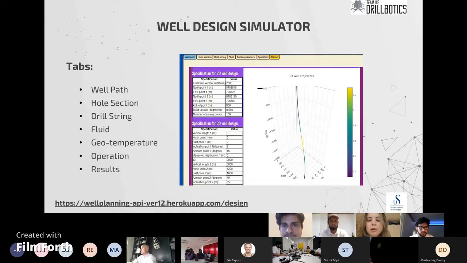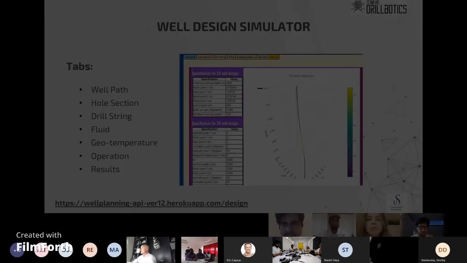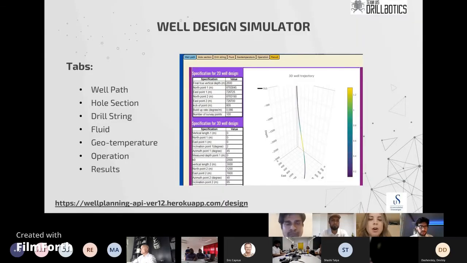For the fluid, we have to present the dynamic properties of each fluid we're using, such as the density, the flow rate, the mud temperature, and the specific heat. For the geotemperature, we have to present the information on the formation and the lithology of each layer inside the well. And for the operation, the user will provide the weight on bit and the rate of penetration.